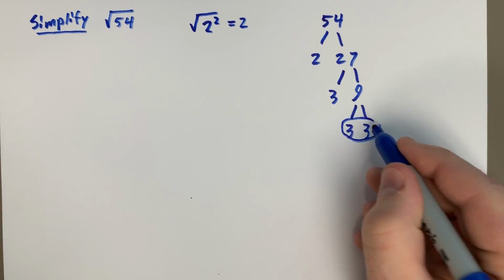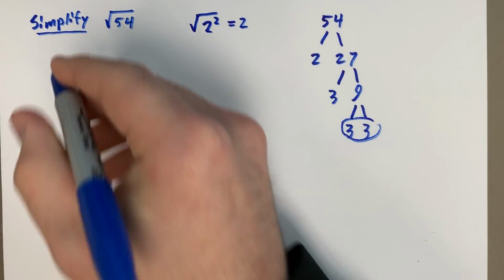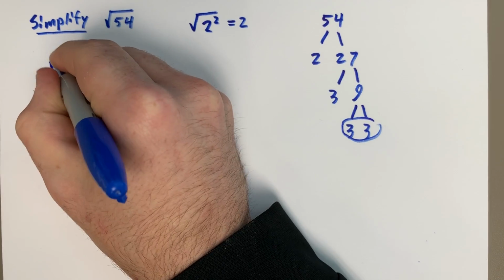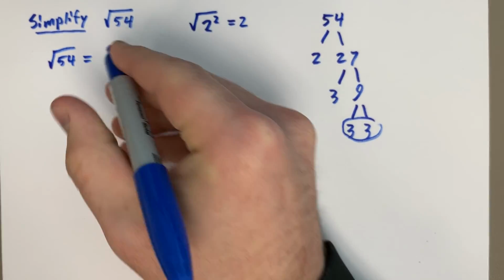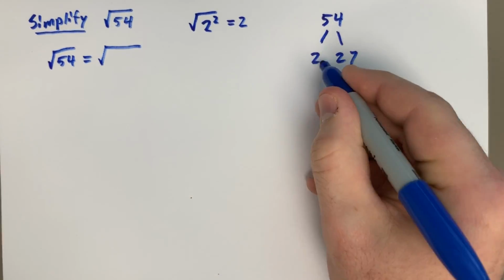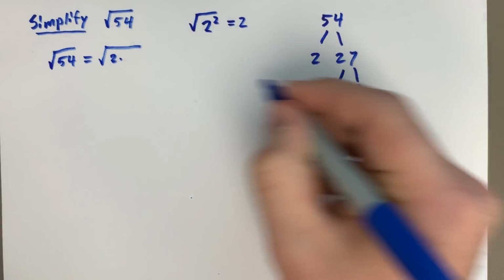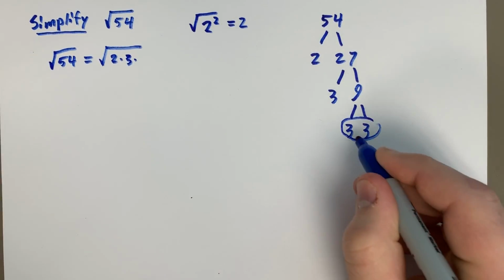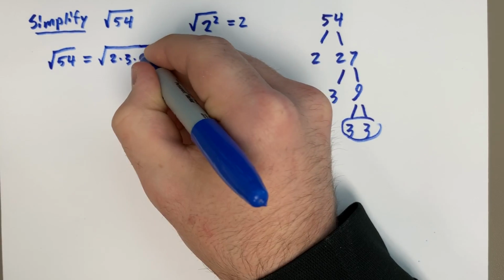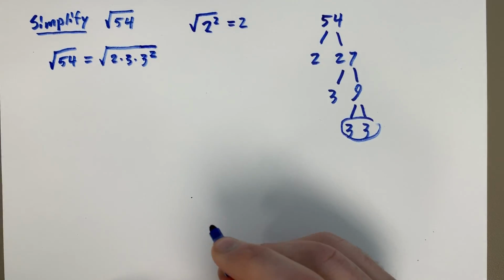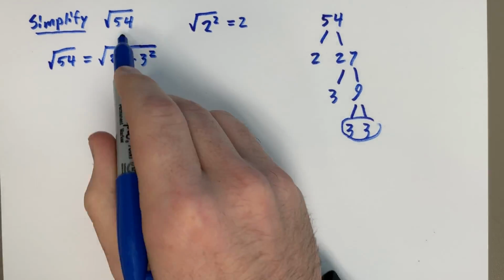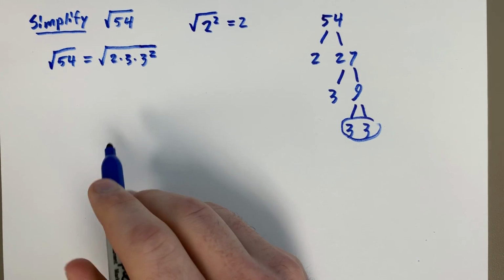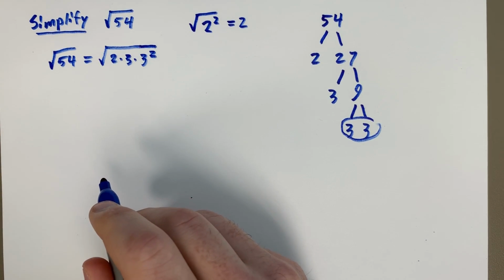Well, here's a group of 2. We don't have any other groups of 2, so we can write square root of 54. That's going to be equal to 2 times 3 times 3 times 3, or 3 squared. So that breaks down 54, and now we have a radical expression that we can simplify more easily.